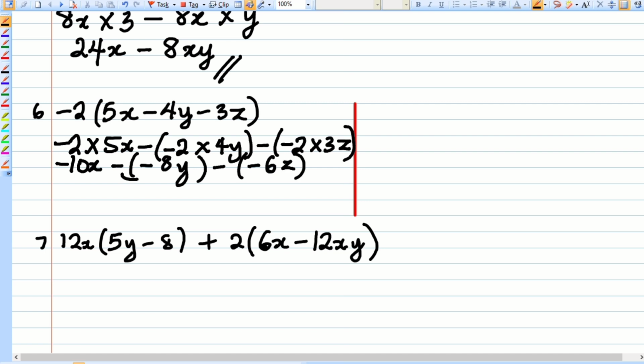So now, simplifying these brackets, we have minus 10x. Minus minus now is what? Plus 8y. Another minus minus, you can see there is plus 6z. 10x, 8y, 6z, not like terms. So that's our final answer. Alright, so this is how to do this in expanded form.